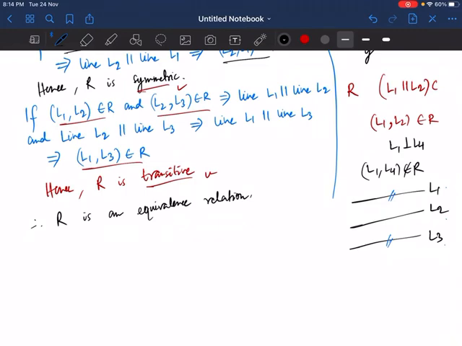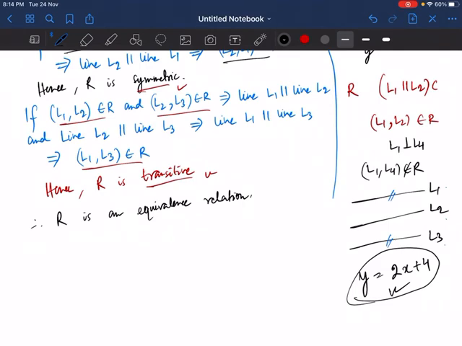Now we move on to the next portion of the question. The next portion says, find the set of all lines related to the line y is equal to 2x plus 4. So we are given this line, and we have to find the set of all lines which are related to this one. So here in this question, what relation are we talking about? We are talking about the relation of two lines being parallel, right? So all lines which are parallel to this line will be related to this line, right?